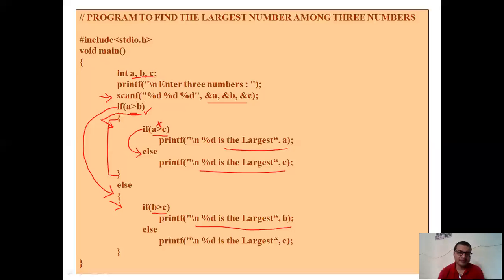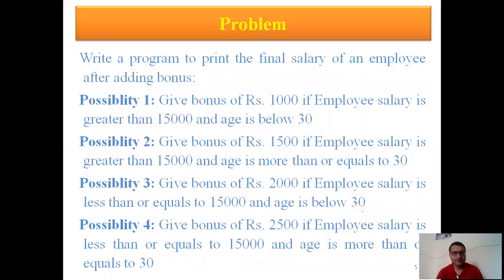Okay, if this condition is false, then only you have come to the else part, right? Else would be executed only when this particular condition is false, right? And suppose this inner if condition is also false, so what will happen? B is greater than A, okay, then B is not greater than C. That means which is greatest? C is greatest. So what we are doing is comparing only two values at a time, right? Okay.